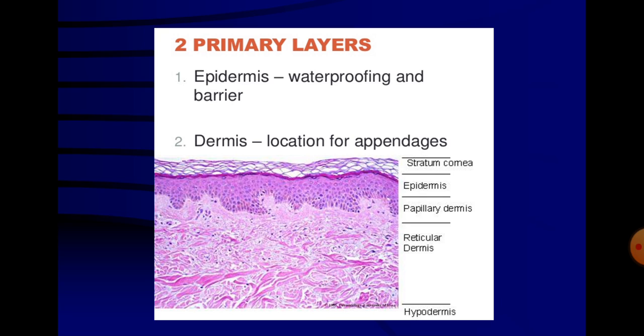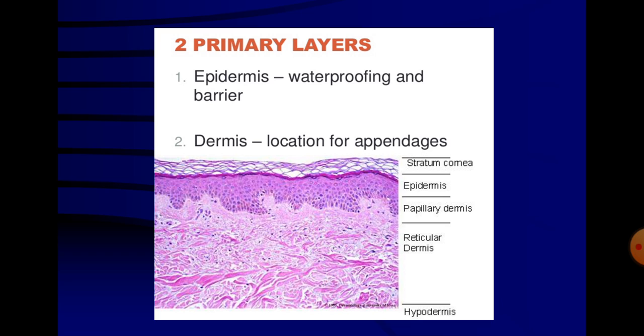It consists of a top layer called the epidermis, and under that is the dermis. So there are two primary layers, epidermis and dermis. The epidermis's main role is waterproofing, and it acts as a barrier. As I told you, skin gives us protection from various infections and injuries. The dermis is the location for appendages.